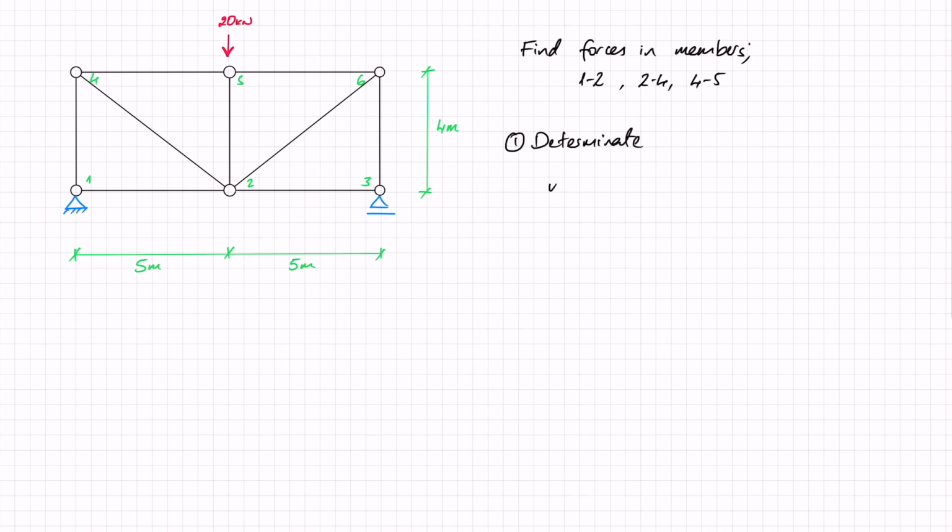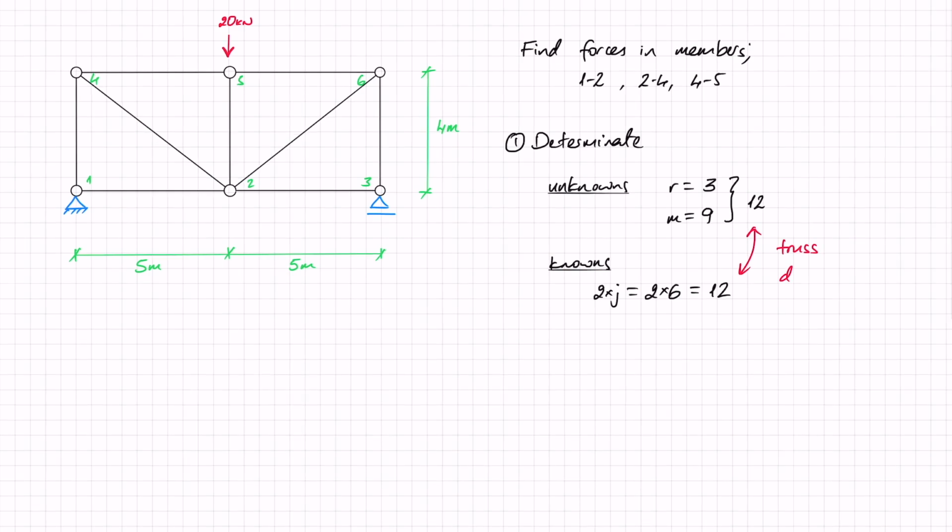To do that, we need to figure out what are the unknowns and what are the knowns. The unknowns are always going to be the number of reactions and the number of members. In this case, we have 3 reactions and we have 9 members. That gives us a total of 12. And the knowns are always going to be the 2 equations per joint, so 2 times the number of joints, and in our case, that is 2 times 6, and that is also 12. And that means that this truss is determinate, and we can solve it using the method of sections.